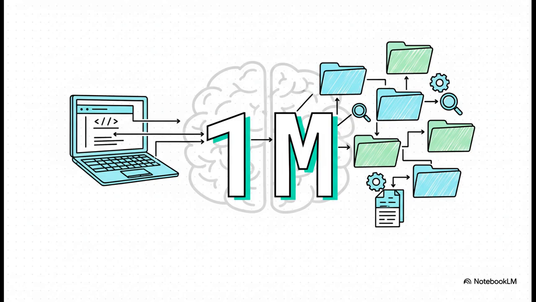So let's talk about that number, 1 million tokens. To put that in perspective, a token is kind of like a word or part of a word. 1 million of them, that is a gigantic amount of information. It's big enough for the AI to basically swallow an entire enterprise-scale codebase in one go. It can see the whole picture, understanding all the complex connections across hundreds, even thousands of files at once.